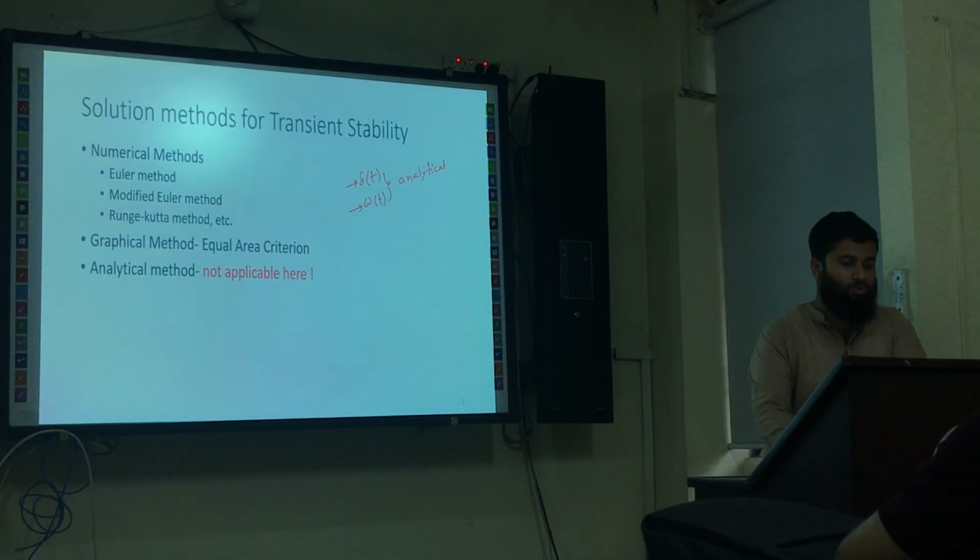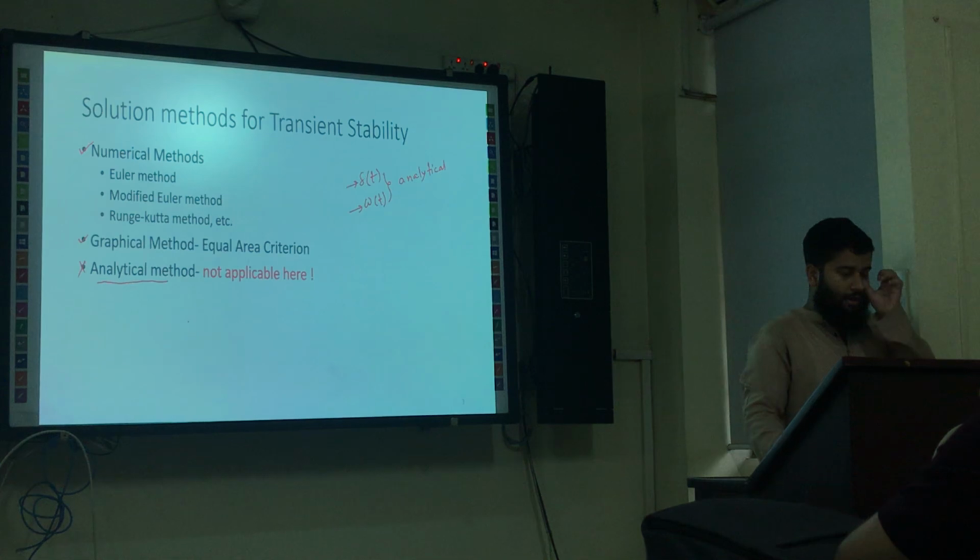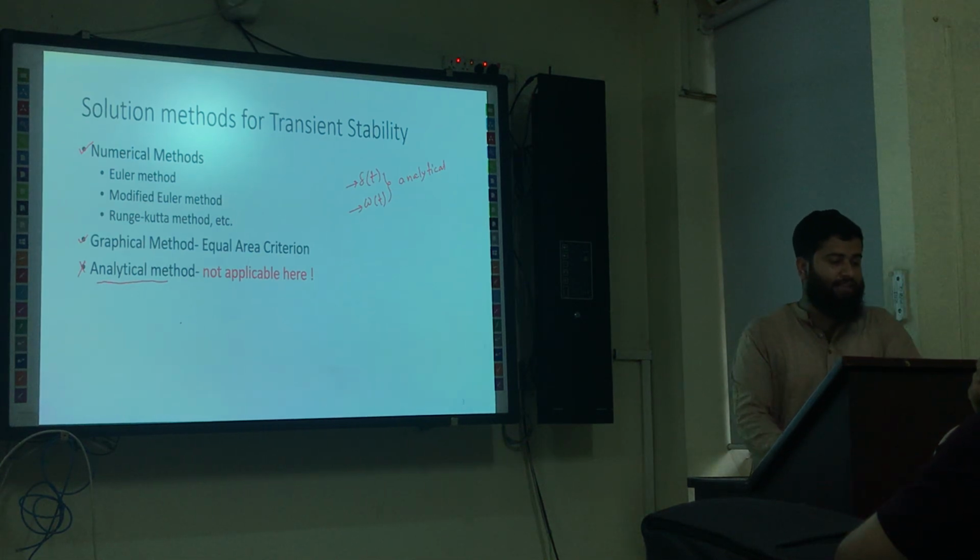But to solve the transient stability scenario, the analytical method is not applicable here. Okay? So what are the other options? We can take help of numerical methods or graphical methods. And inside the numerical methods, we can take help of the Euler method, the modified Euler method, or let's say the Runge-Kutta method.